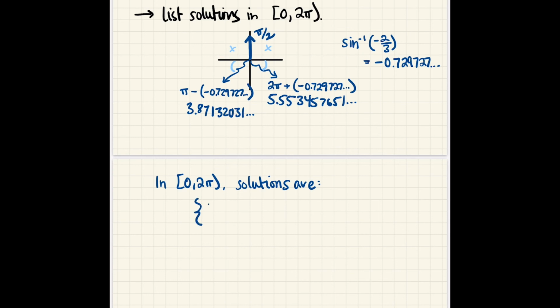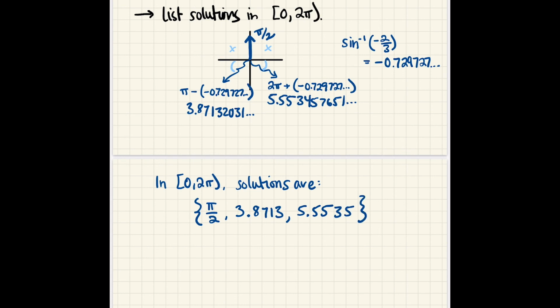Now, one of them is like normal, pi over 2, and the other two are like very strange. So we'll just write them in here. We'll round them to 4 decimal places. So 3.8713 for that first one, and the other one 5.5535.